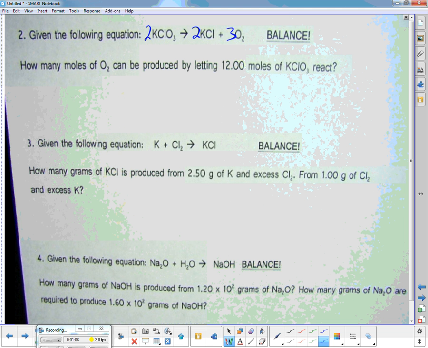Remember the little trick? A lot of you evidently forgot because of the quiz. I was hoping you guys would be awesome at it. But how many moles of O2, so I'm trying to get to moles of O2, can be produced by letting this many moles of potassium chlorate react? Okay, so we start with our 12.0 moles of potassium chlorate. Then what do?